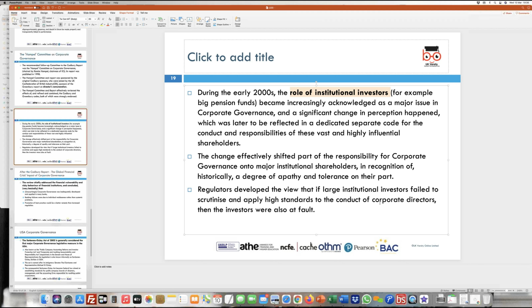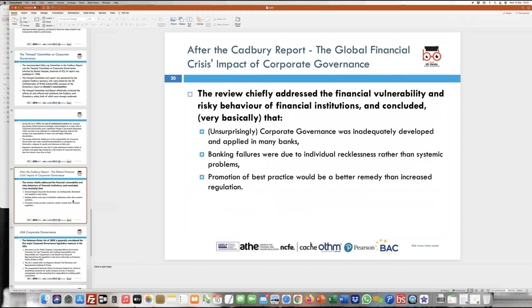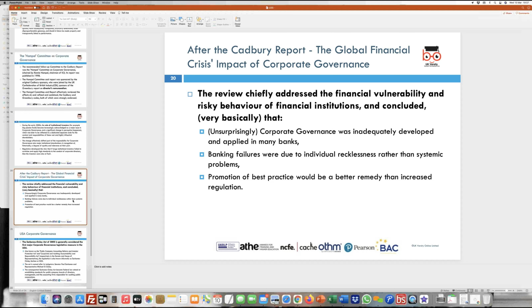So there were changes made in this report, the Hampel report, which are majorly important for institutional investors, so that when they invest, they make sure that they follow corporate governance guidelines and codes of practice, which have been set to ensure the safety of the money being invested for long-term returns, which is basically the pension money for a lot of employees in public sector organizations and even in private sector organizations.